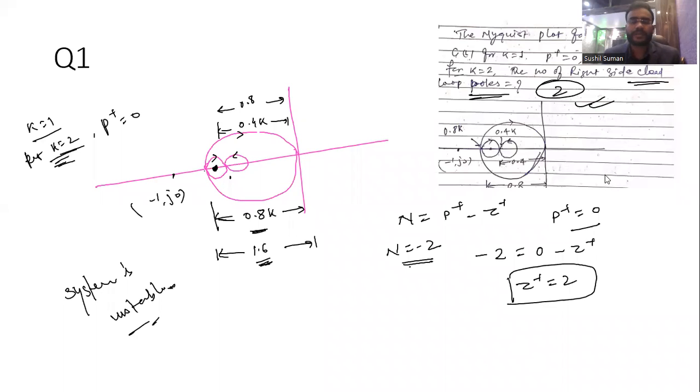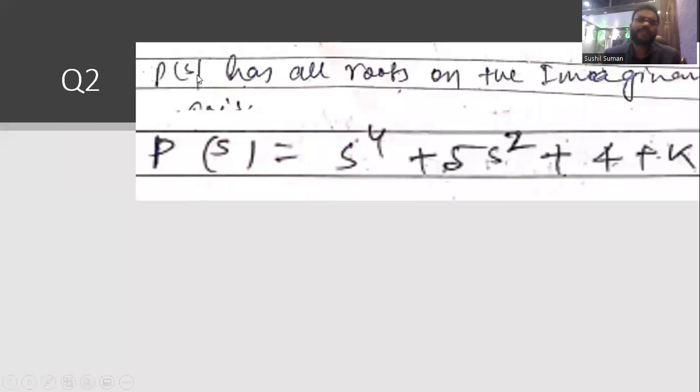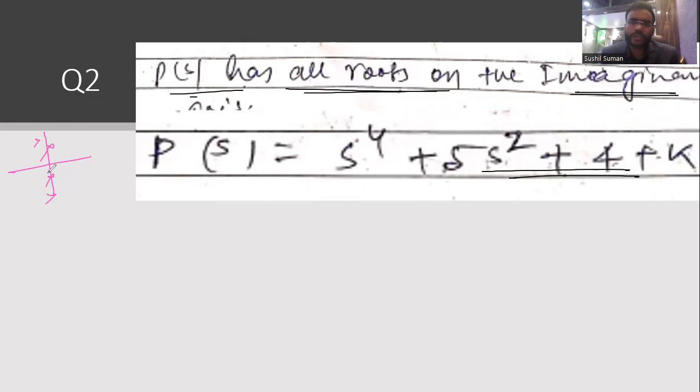Just take the screenshot. That is one of the best questions. In this question, P(s) is a polynomial. P(s) has all roots on the imaginary axis. The question asks: what is the range of K so that this polynomial has all roots on the j omega axis?